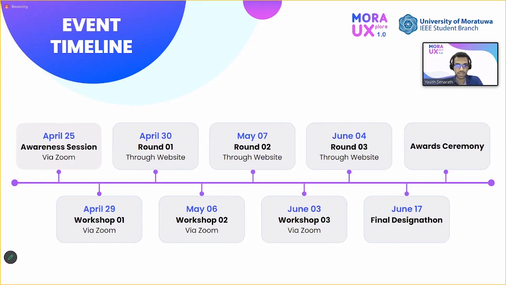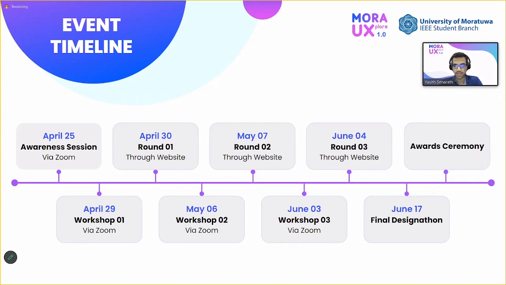dates as well. Workshop 2 will be held on May 6th and round 2 will be held on May 7th, and workshop 3 will be held on June 3rd and round 3 will be held on June 4th. These 3 workshops will be conducted through the Zoom platform, and these rounds will be conducted through our official Mora UXplore website.